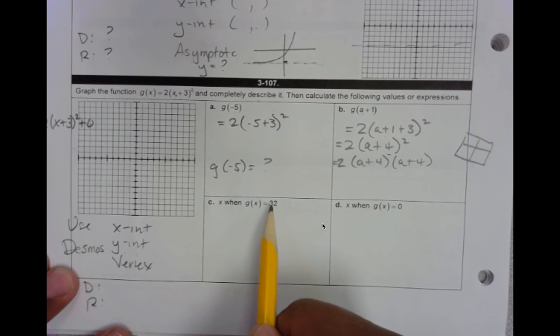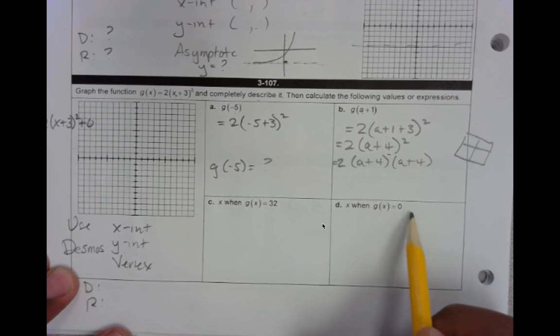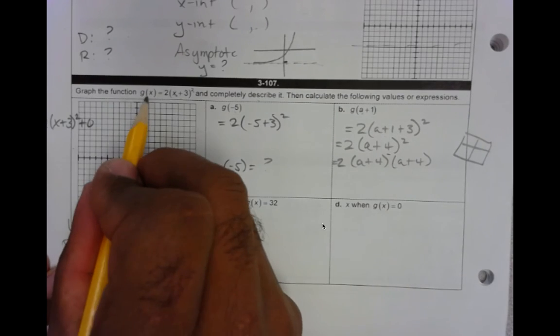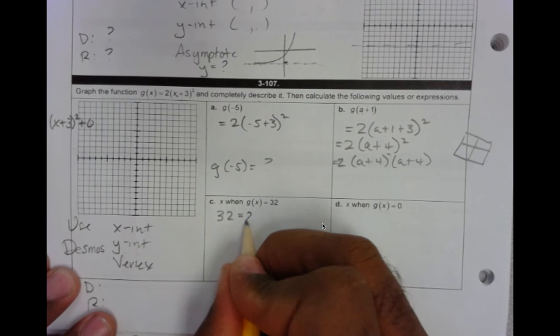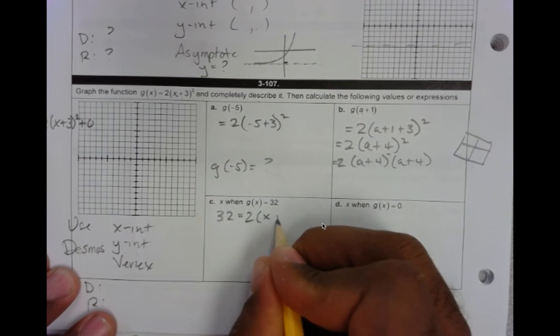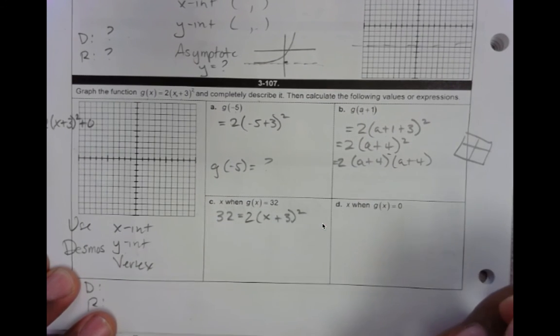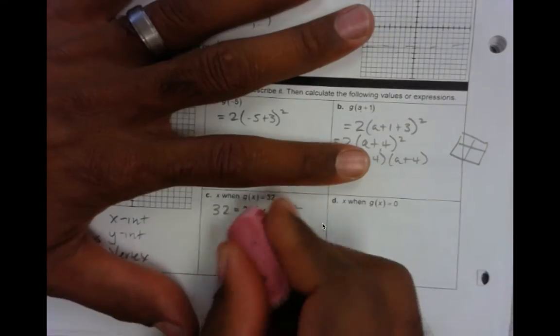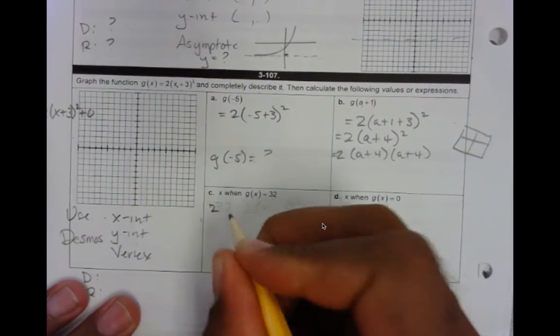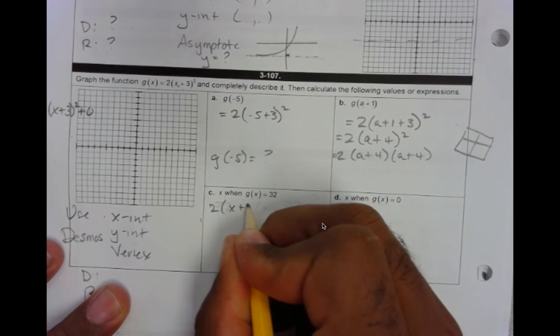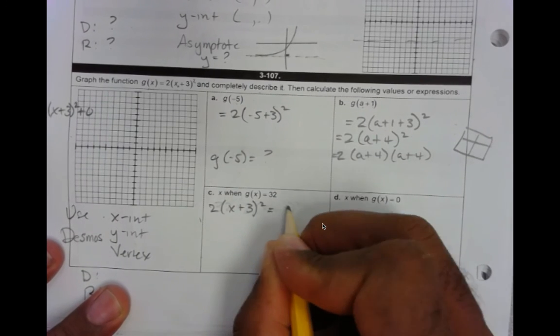It says g of x equals that number, right? G of x equals. So now I put that in place of g of x. So 32 equals 2 times x plus 3 squared. Actually, let me flip this around just so it's more familiar to y'all. I'm going to put the 32 on the other side instead, which is fine. Doesn't matter which side you put it on.